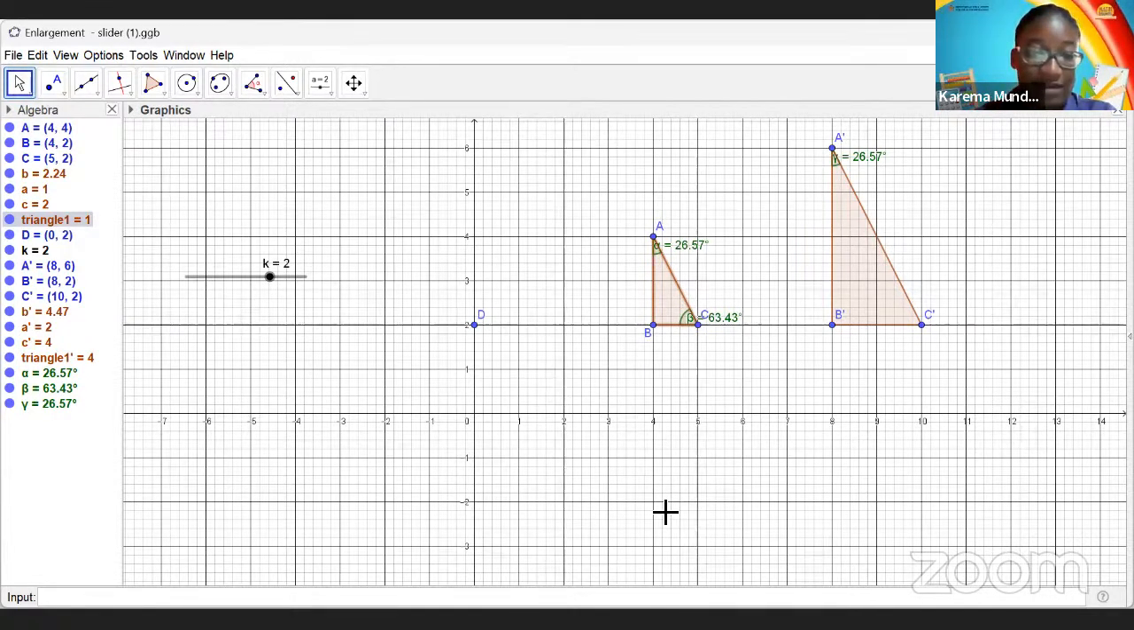Remember now the scale factor is still 2. Let's look at that same distance from D to B. What is that distance now? Shall we see the distance from the center to B? All right, so that's 4 units. So the distance from the center to a point on the object is 4 units. Let us now check from the center again, and now we're going to the corresponding point on the image, which is B prime. 8 units.